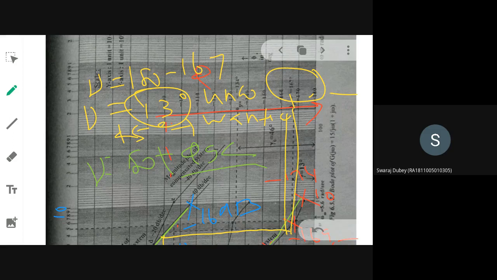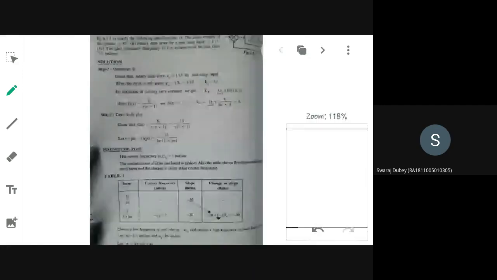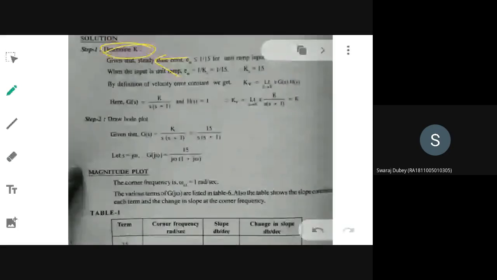The first two steps are almost similar to the lag compensator. Lag and lead, both are same. What are the first two steps? First step is, with the given value of ESS and Kv, you need to find out the K value. Second step is you need to draw the Bode plot for the uncompensated system and determine the phase margin.